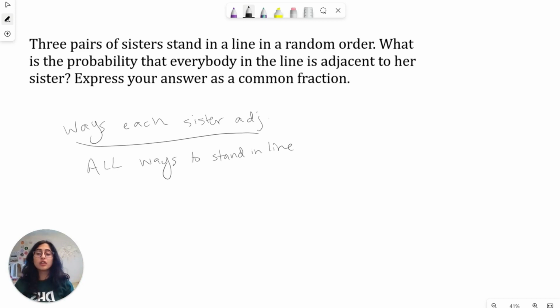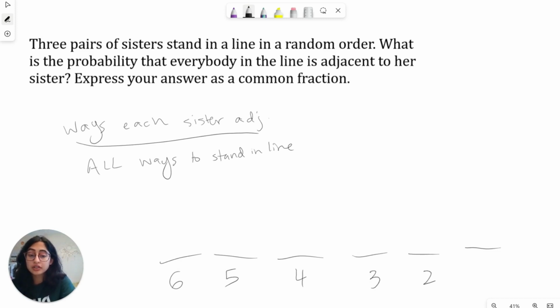So how many ways are there total for these 3 pairs of sisters to stand in a line in random order? Well, 3 pairs of sisters is 6 sisters. So if we have a line where there's 6 slots, well, there's 6 options to decide which girl goes in the first slot. Now that one person is already in that slot, there's 5 options to decide who goes here, 4 options to decide who goes there, 3 for here, 2, 1.